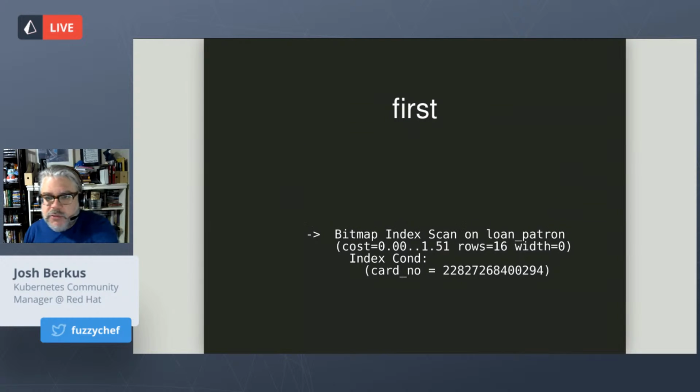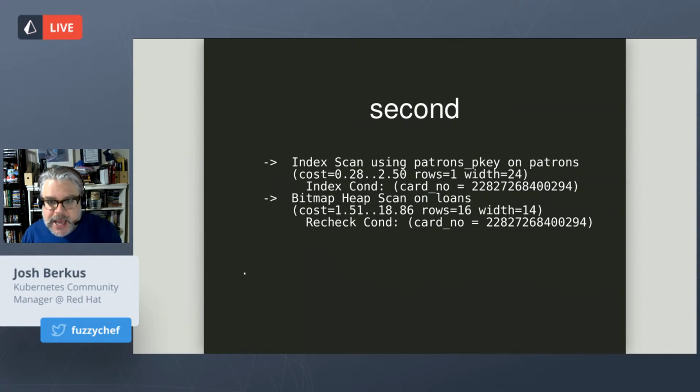So for example, this is the first step in this query. It does a bitmap index scan on the loan partition table. Next, it actually simultaneously does two different steps. We're joining two tables, and so Postgres will actually take advantage of I/O waits in order to scan two other tables simultaneously.